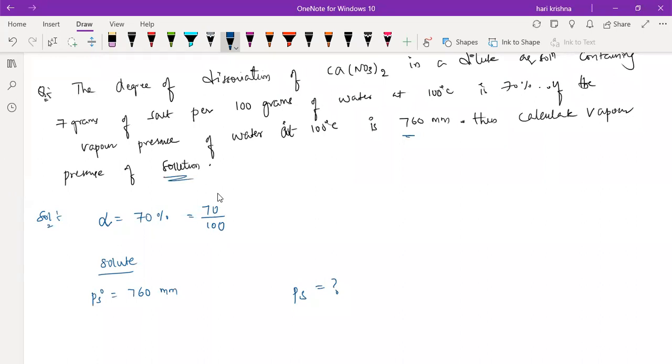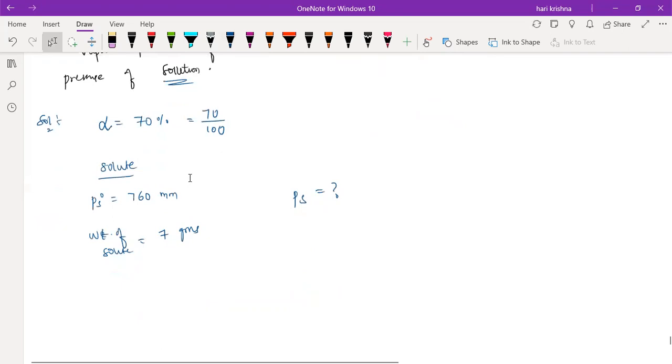And also, the aqueous solution contains 7 grams of salt. That means weight of solute equal to 7 grams. And for Ca(NO3)2 they mentioned clearly that the molecular weight is 164. Okay. Next, what is given?